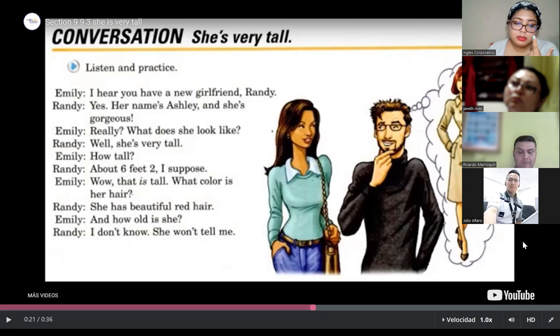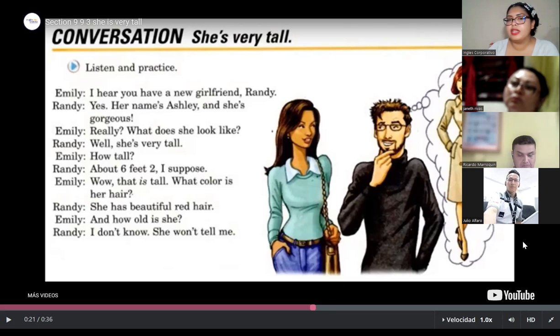In this conversation, we have 2 people. One is Emily and the other is Randy. In this case, we can say that Emily and Randy are kind of familiar between them.